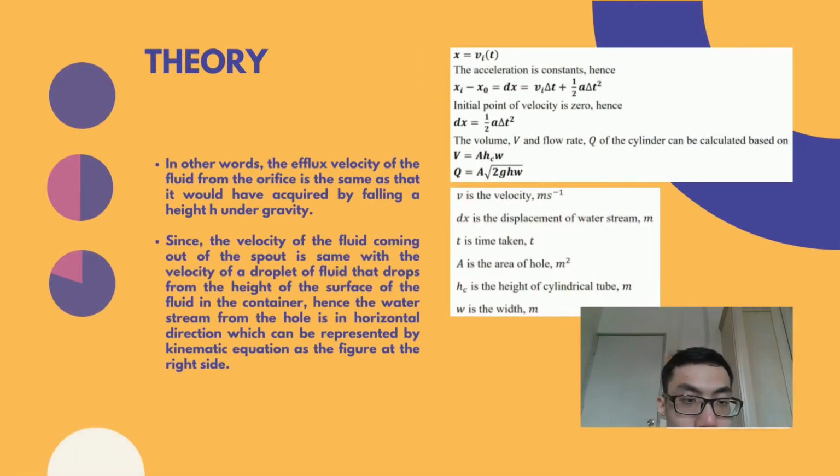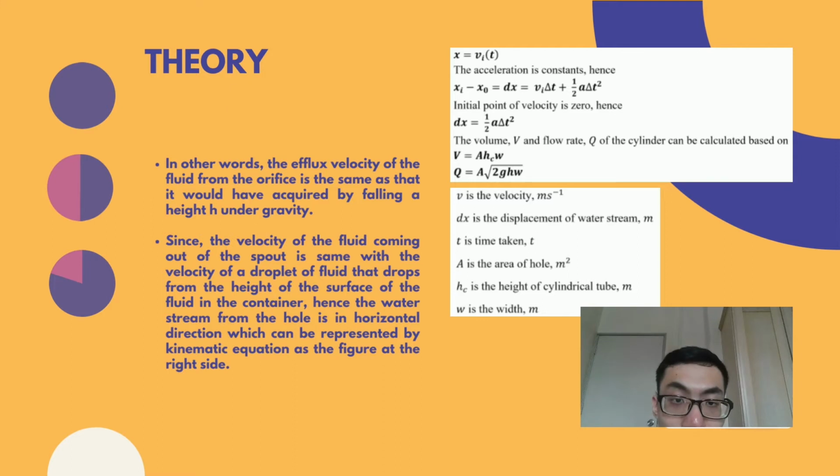In other words, the efflux velocity of the fluid from the orifice is the same as that a body will acquire by falling a height h under gravity. Since the velocity of the fluid coming out of the spout is the same as the velocity of a droplet of fluid that dropped from the height of the fluid in the container, the water stream from the hole is in horizontal direction, which can be represented by the kinematic equation as in the figure at the right side.